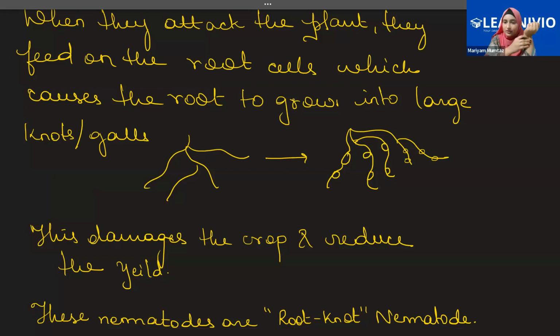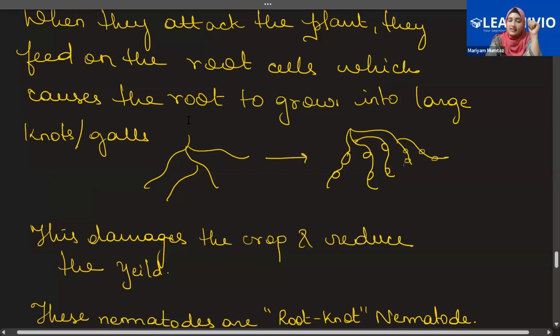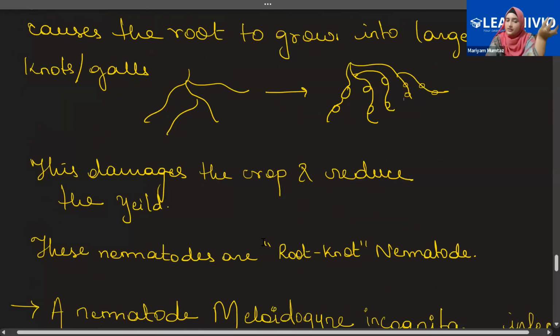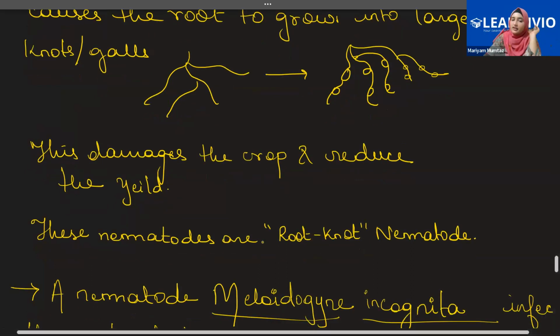Yes, Mariam, you wanted to say something? How do they do that? They start feeding there. They start dividing there. They start releasing certain enzymes to damage the root cells. So this damages the crop and reduces the yield. So that is why we call them the root knot nematode.